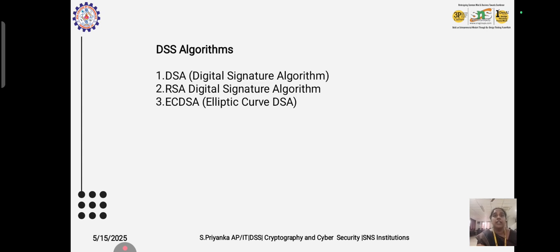Keep it in mind. Then RSA, a digital signature algorithm, is mainly based on the difficulty of factoring large numbers, and it can be used for both encryption and digital signatures. And finally, elliptic curve DSA. In this case, it mainly uses elliptic curve cryptography. It uses a small key size, and it is faster and more efficient than DSA and RSA.